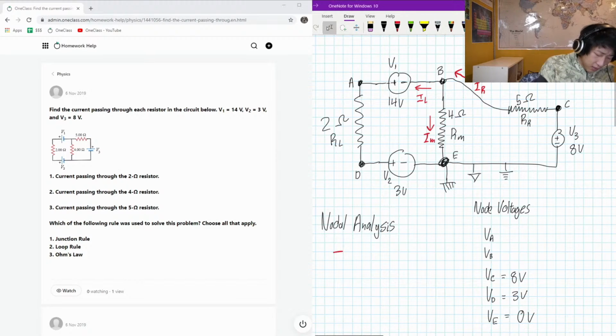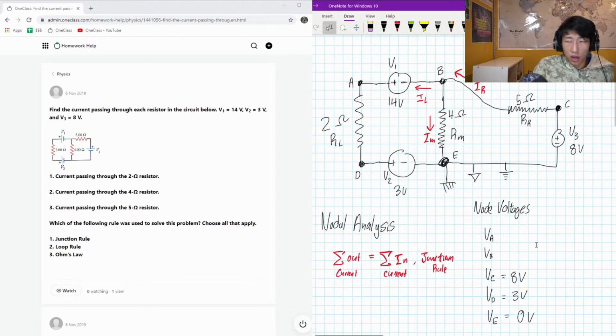We know that the sum of outgoing currents is going to be equal to the sum of incoming currents. This is the junction rule, and it applies to currents. So, who's incoming here? Incoming to B, IR is incoming, and IM and IL are outgoing. So that means IR is equal to IL plus IM.